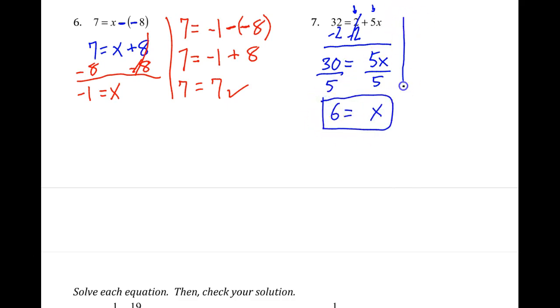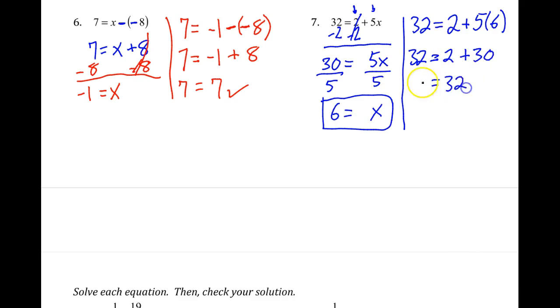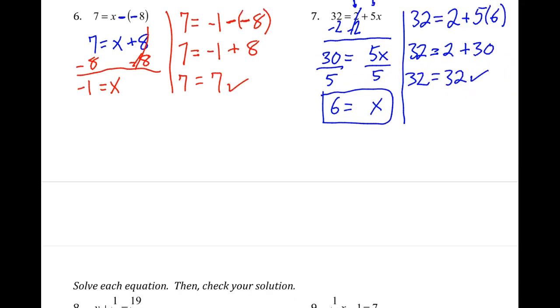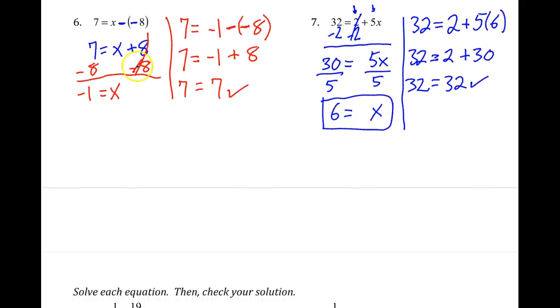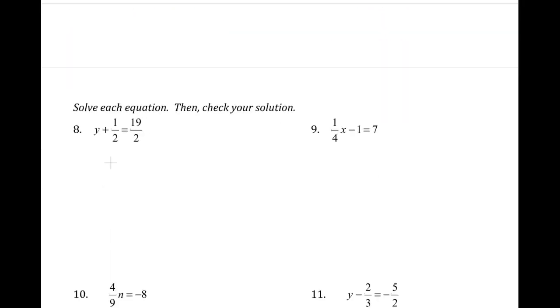And we can plug it back in and verify. So 32 should equal 2 plus 5 times 6. And looks like 5 times 6 is 30, and then 2 plus 30 is 32. I have to box my answer here. There we go. All right, let's flip it over to the back.